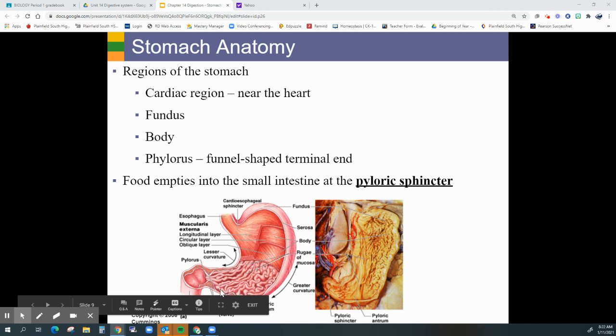And then there's the pylorus. This is the area where it starts to join to the small intestine. At the bottom of the pylorus, there is what's referred to as the pyloric sphincter. This is where food would enter the small intestine but could not make its way back into the stomach.